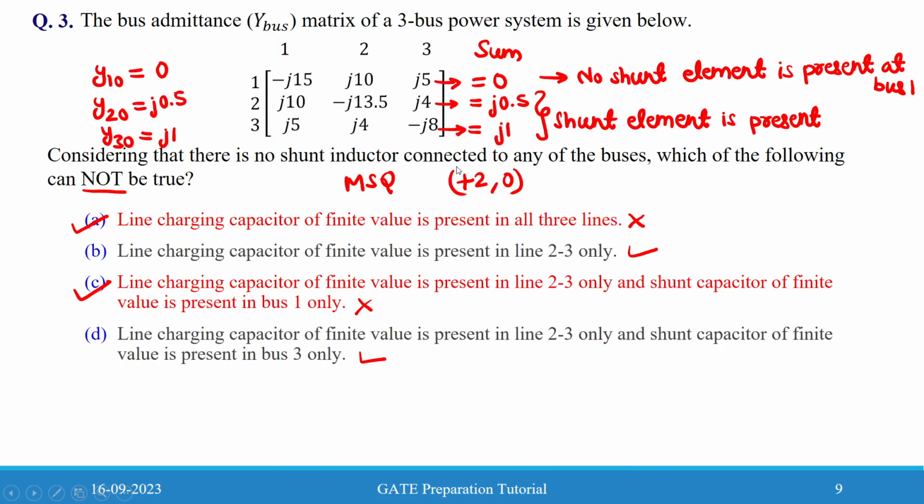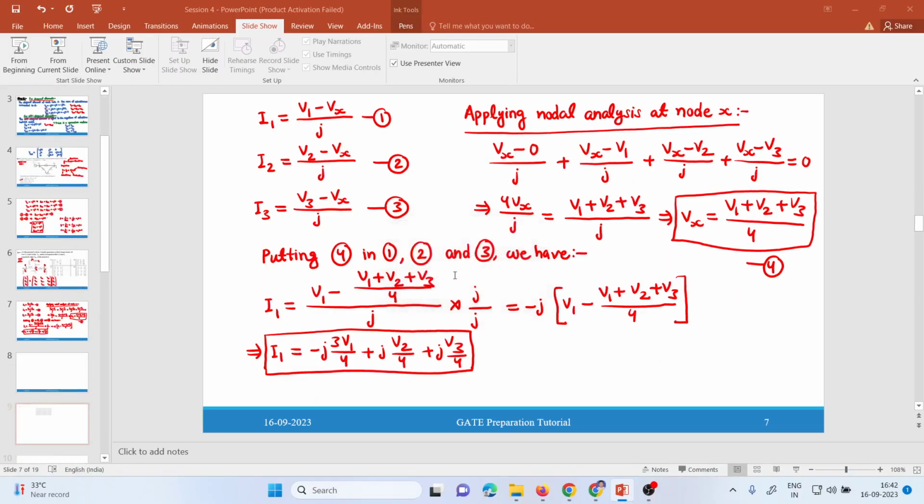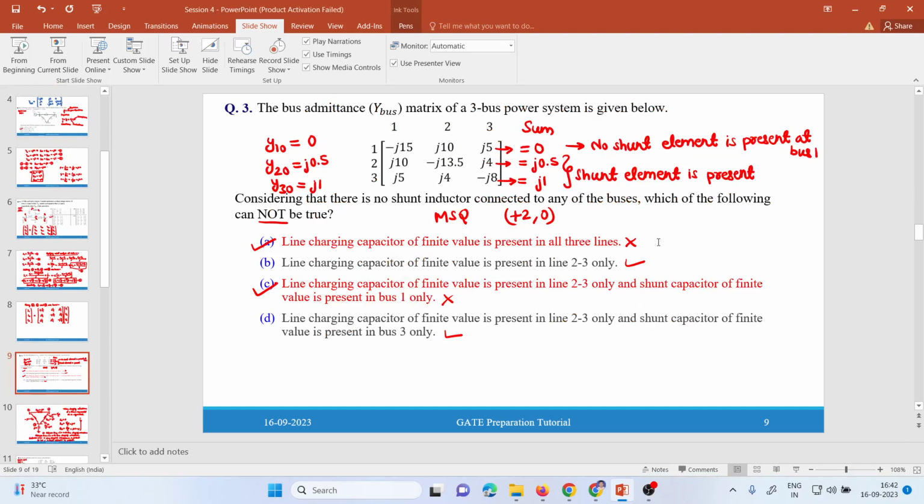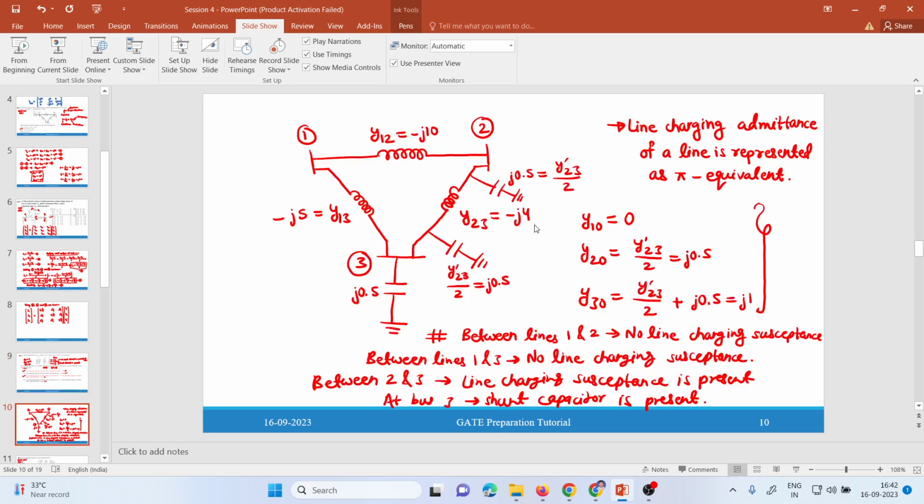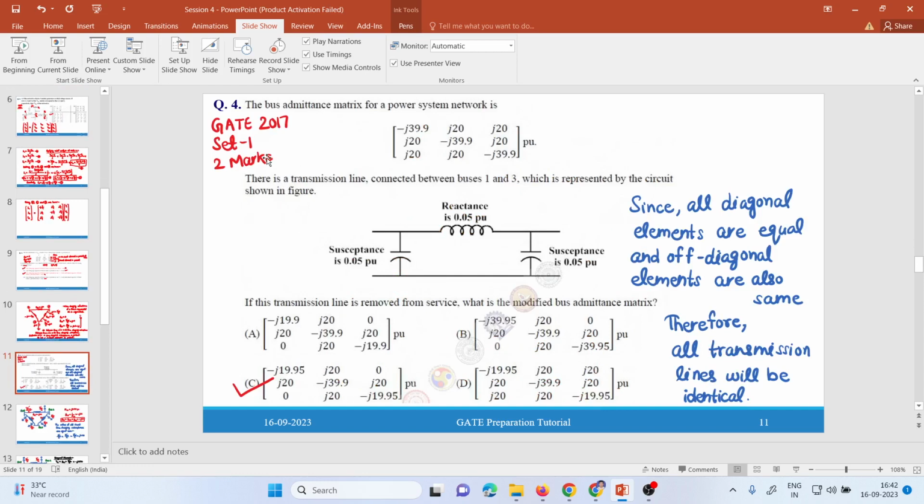So is there any doubt in this problem? For this one, you just remember where the shunt element will be present or where the shunt element is not present. So let us see the next problem.